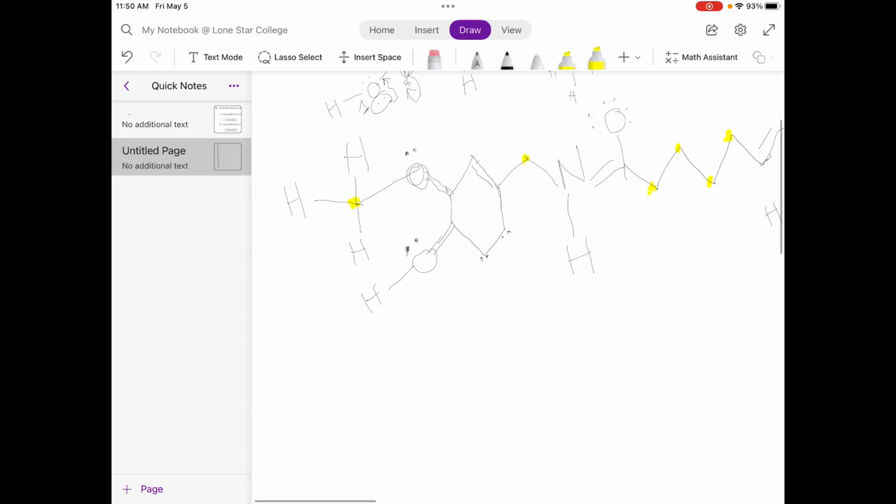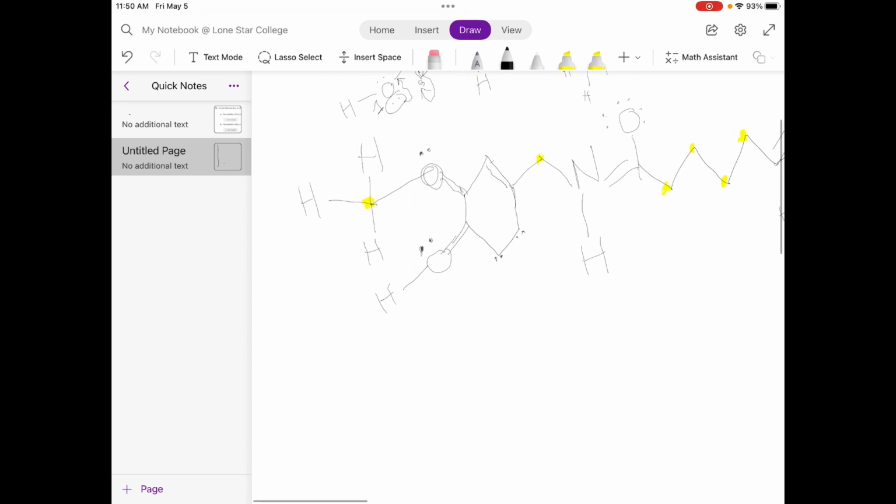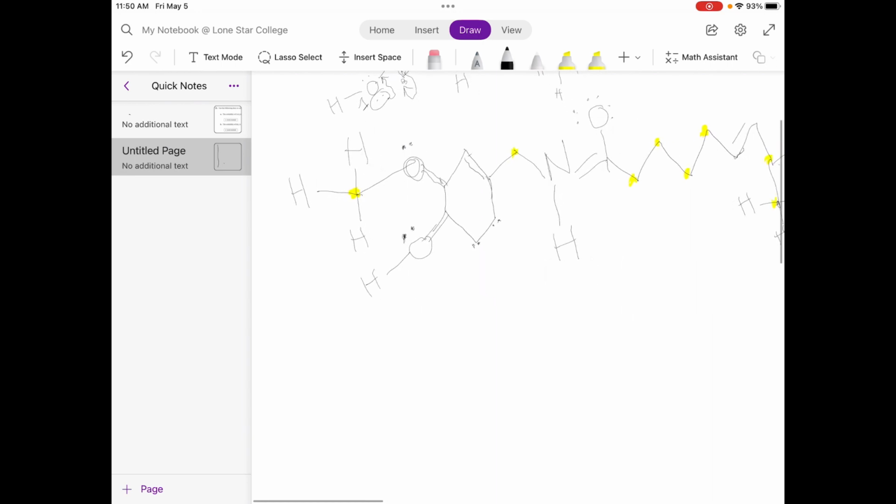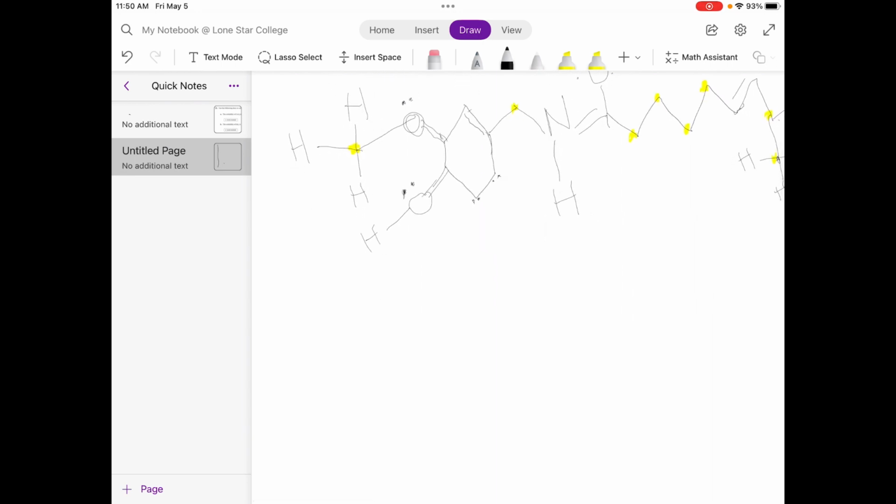Yep, that's it for the tetrahedrals. So let me write down what tetrahedral even, hybridization, whatever. I'm going to color code it yellow. Yellow equals, okay, electron geometry, molecular geometry, hybrid.